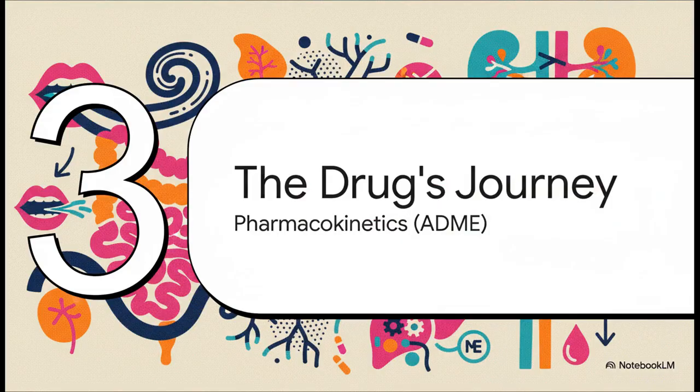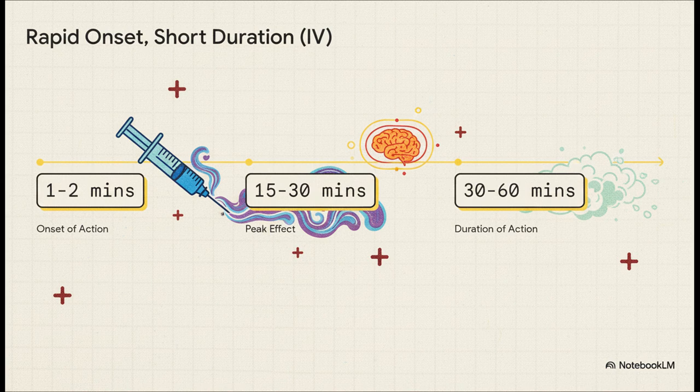Okay, the key is in the lock and the pain signals are blocked. But what about the drug's journey through the body? Let's talk pharmacokinetics. You know, the whole ADME process: absorption, distribution, metabolism, and excretion. When you give fentanyl through an IV, it is incredibly fast. We're talking you'll see it start working in just 1 to 2 minutes. It hits its peak effect in about 15 to 30 minutes, and the pain relief lasts for about a half hour to an hour. This fast on, fast off profile is exactly what you want in acute situations where you need control and you need it now.